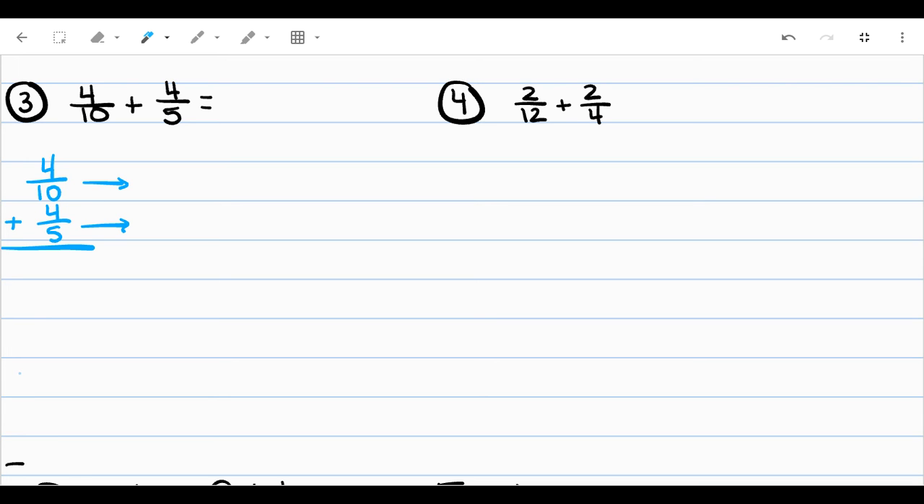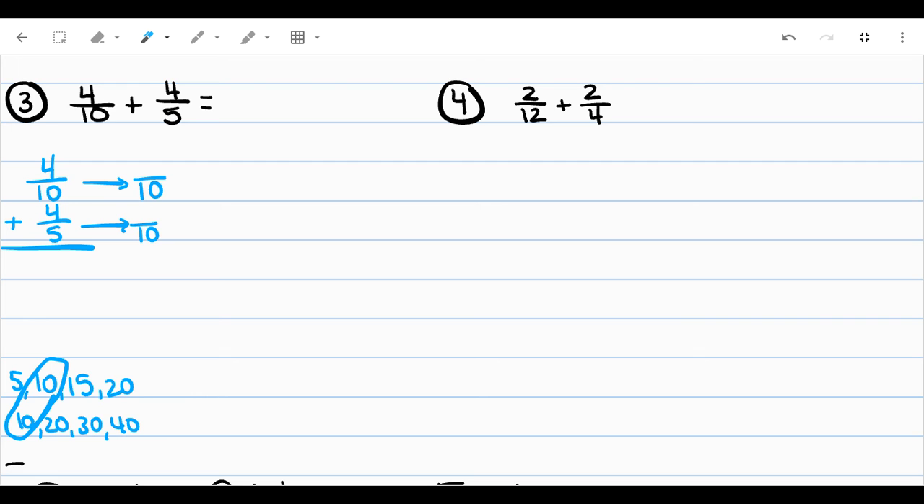So my multiples of 5 are 5, 10, 15, 20. And my multiples of 10 are 10, 20, 30, 40. And I look at this, and as soon as I see that I have something in common in both lists, I can stop. And usually we don't have to do too many. And I see that my least common multiple is 10. So I'm going to make both of these fractions have a denominator of 10.